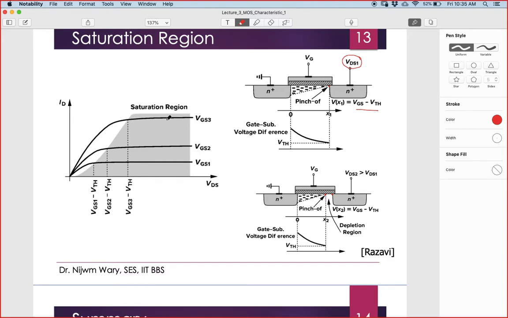So the saturation current we can get from this point. Sir, will the electron flow be from left to right or right to left? It will be from left to right, right?